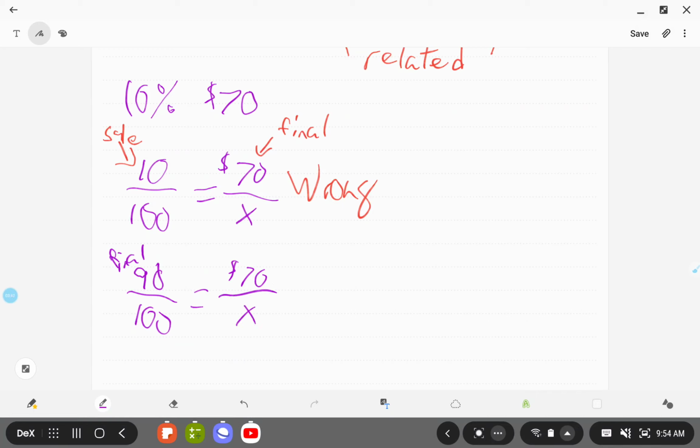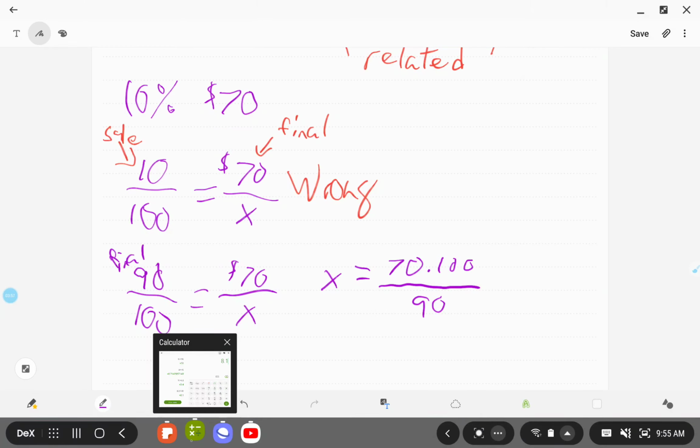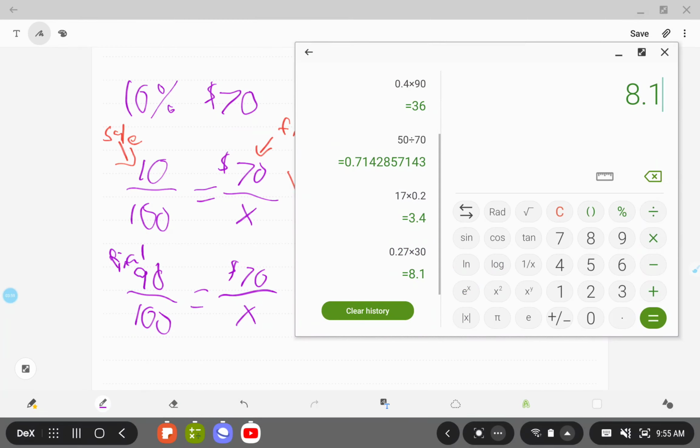Then you could do your cross multiplication, the butterfly, to figure out the answer here. 70 times 100, because you multiply opposite corners, divided by the other piece, and that would give you your answer, right? We'll go ahead and solve real quick just so you have it. 70 times 100 divided by 90.